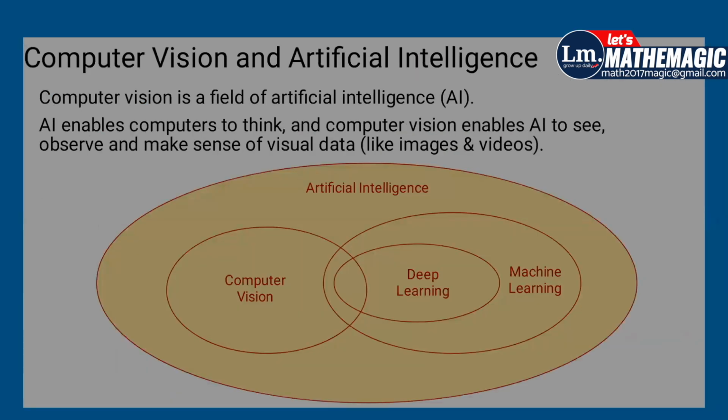Now, this is a Venn diagram. Most of you know what a Venn diagram is, you usually do it in 8th chapter. So artificial intelligence is the whole thing, okay? Then underneath we have computer vision, then machine learning. Deep learning is a subset of machine learning, okay? That is a deeper dive into artificial intelligence.